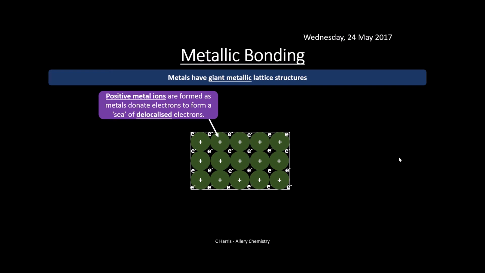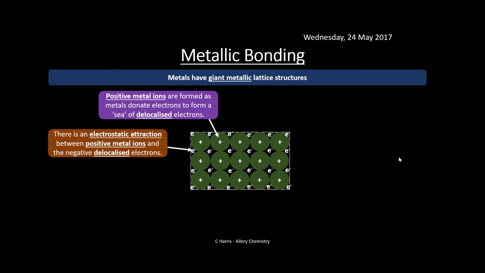Okay, metallic bonding. Metals have a giant metallic lattice structure. They have positive metal ions in the middle, and a sea of delocalized electrons surrounding them. Those electrons come from the metal atoms that originally were there. These atoms form ions, and the electrons are now delocalized. We have an electrostatic attraction between the positive metal ions and the delocalized electrons, because they're negatively charged. This attraction is the metallic bond. There's that word again, electrostatic attraction.